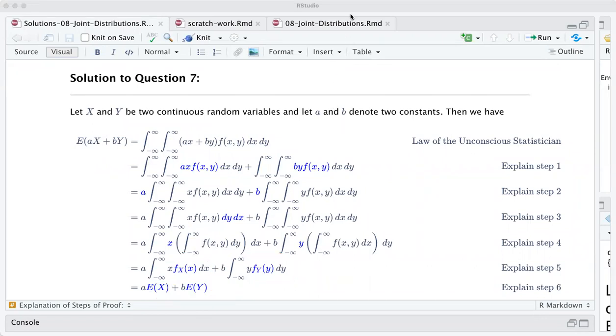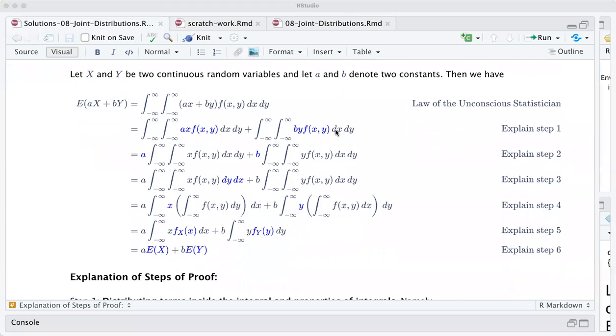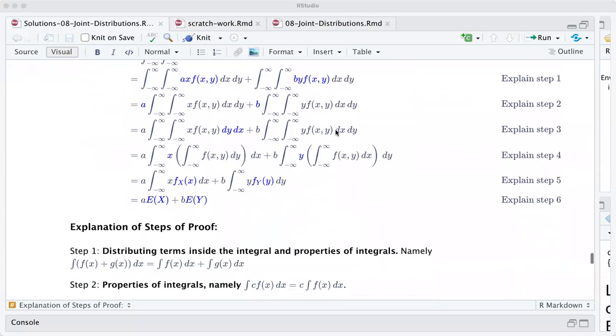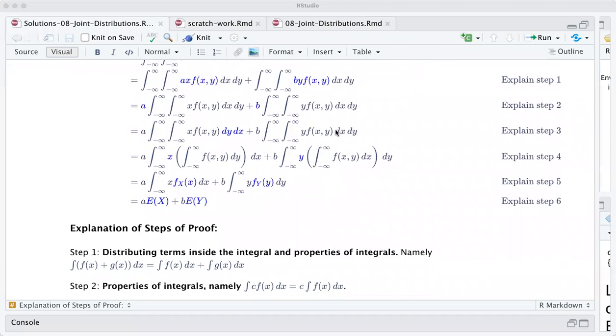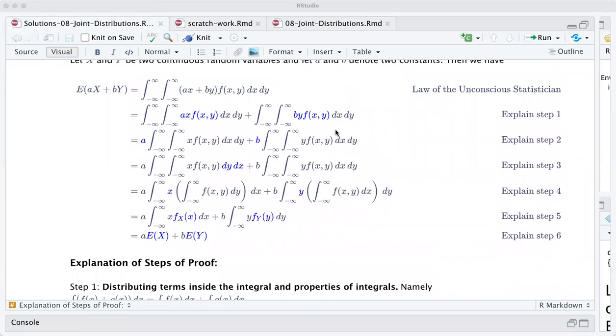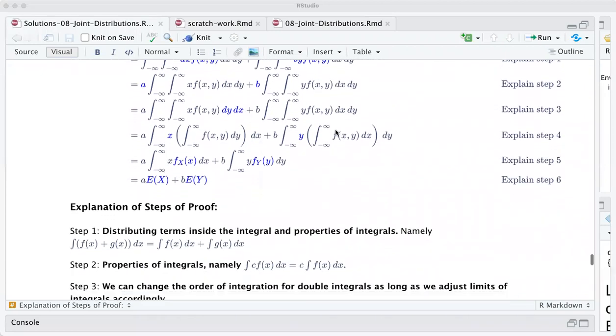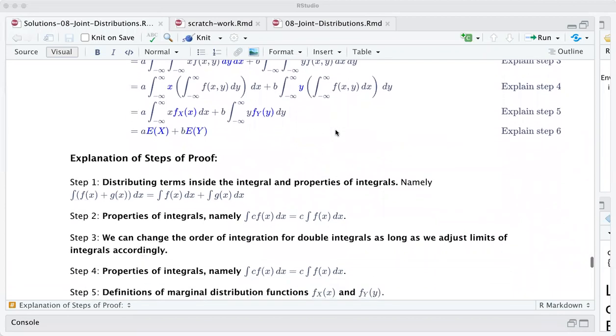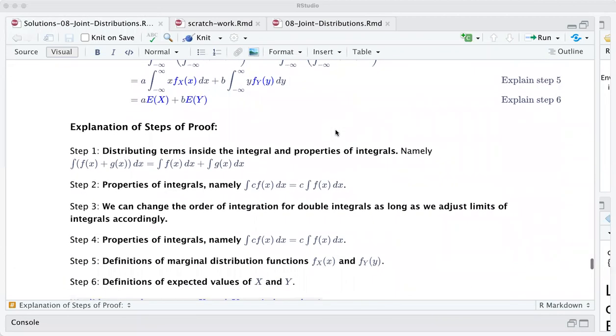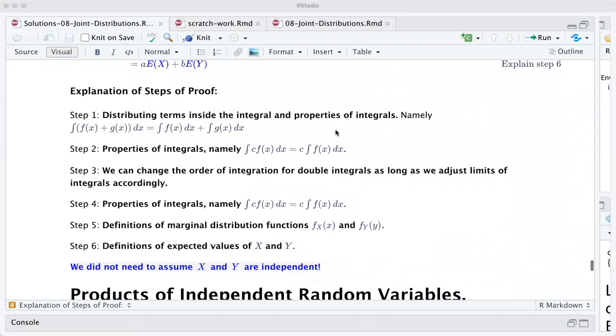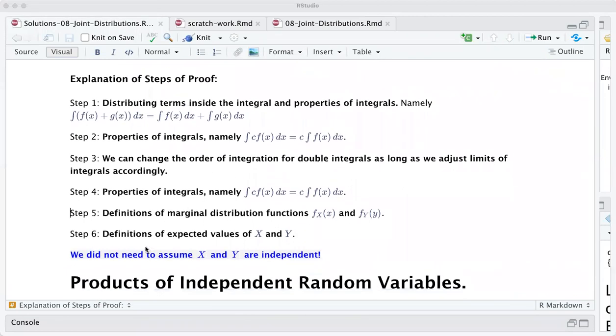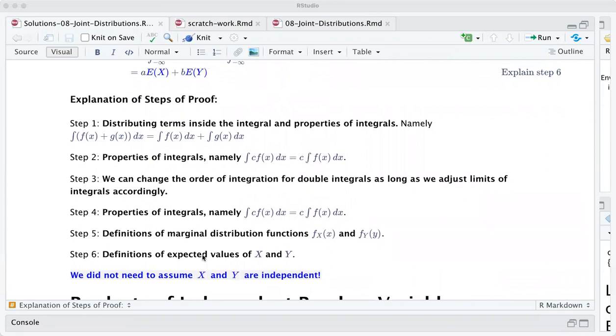And all of these steps, if you missed some of these explanations, I've got them all summarized in the solutions to this worksheet, which are posted up in Canvas. So all of the stuff that I just mentioned about each of these steps, I've summarized down below. And what's really important to note here is that nowhere in this proof did we assume that x and y were independent. So this is a property that holds regardless of whether x and y are independent or whether they are dependent.